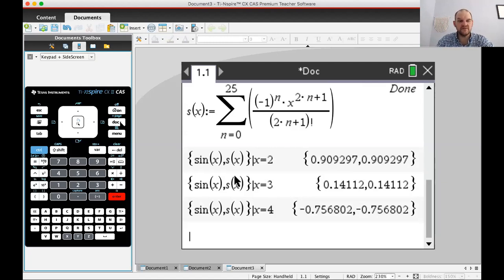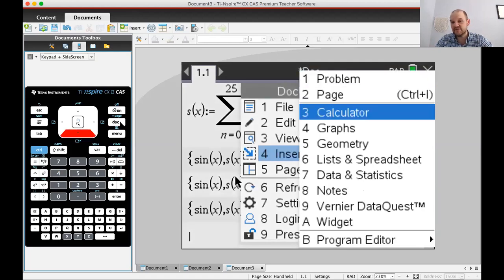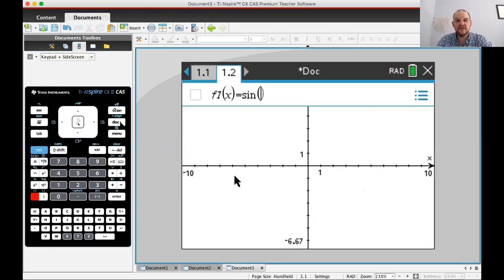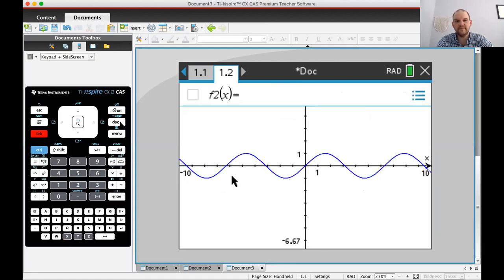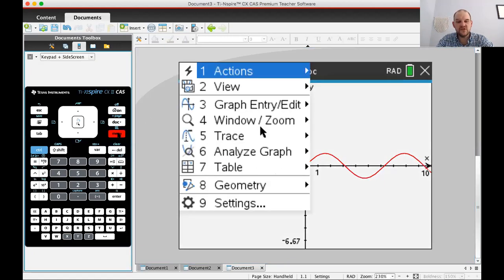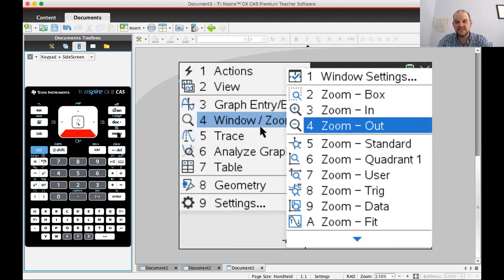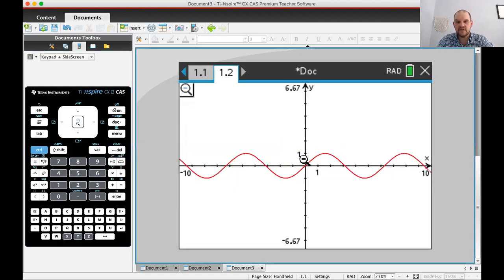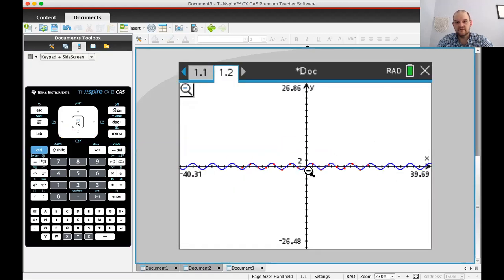Let's look at the graph. So we haven't really looked at graphs of these things yet, but there are graphs of the trig functions. So here's sine of x. Okay, now I'm going to graph s of x, which is our sum out to 25 terms, which is really 26 terms because we started at 0. So it looks great. Let me zoom out so that you can see something happens eventually. There it is. Okay, so what is happening here?